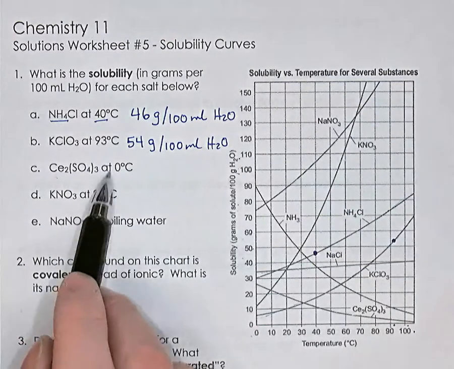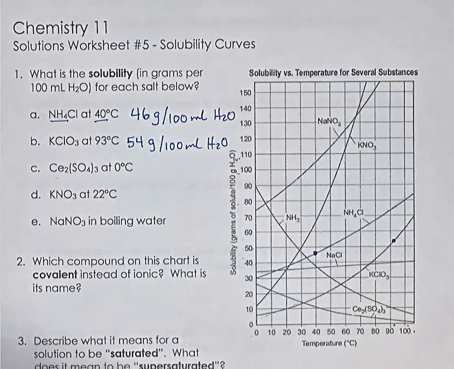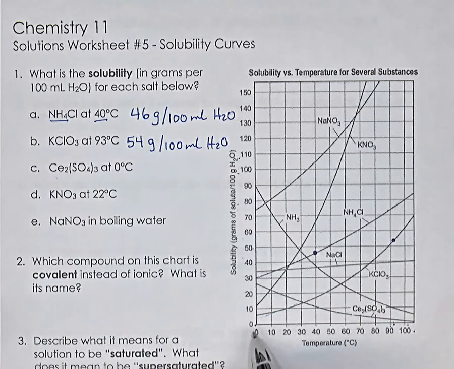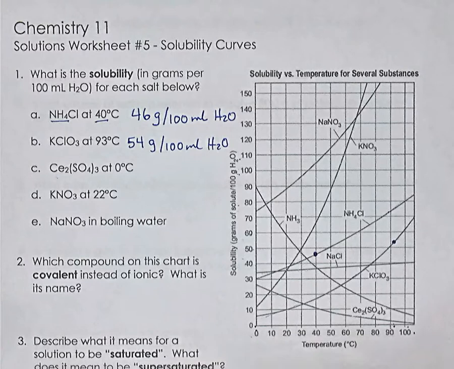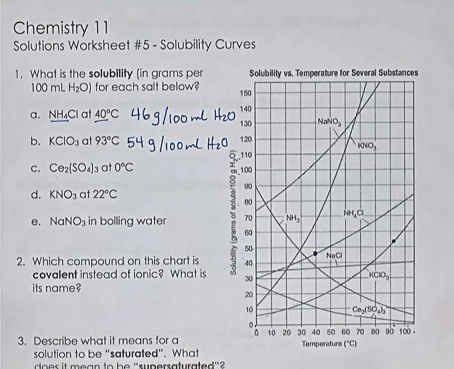Cerium sulfate at 0 degrees Celsius. So cerium sulfate is that one exception to the solids that's dropping, and 0 degrees Celsius is ice water, so it'll be over here. Now you might be thinking, well, wouldn't it be frozen if it were 0 degrees Celsius? Pure water would be frozen, but when you dissolve salts in water, the freezing point of the solution will be lower than the freezing point of pure water. So at 0 degrees, you can have a solution of salt.